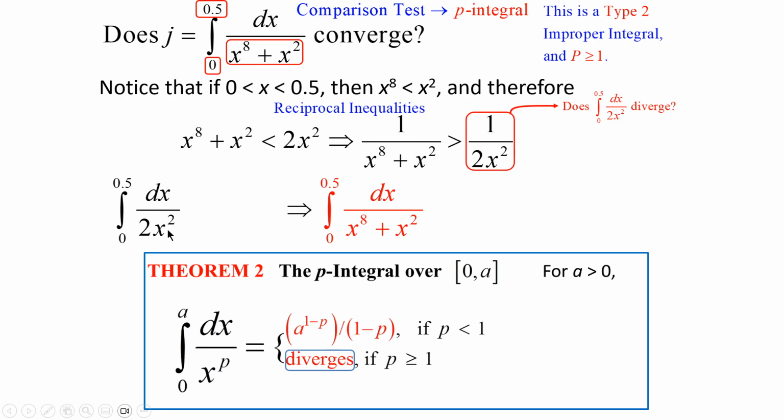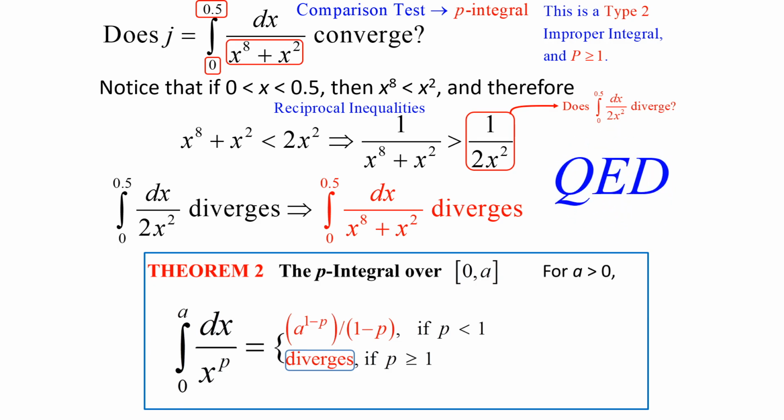So the definite integral from 0 to 0.5 of dx over 2x squared, we said that diverges. That implies this one right here would also have to diverge because it's greater than that one. Diverges. Okay, so wow, are we done? Yeah, it diverges, does not converge. QED. All right, right on. Well, I think that's it.